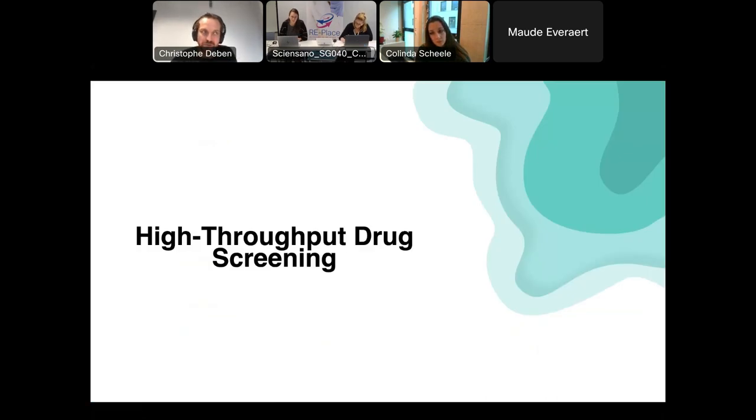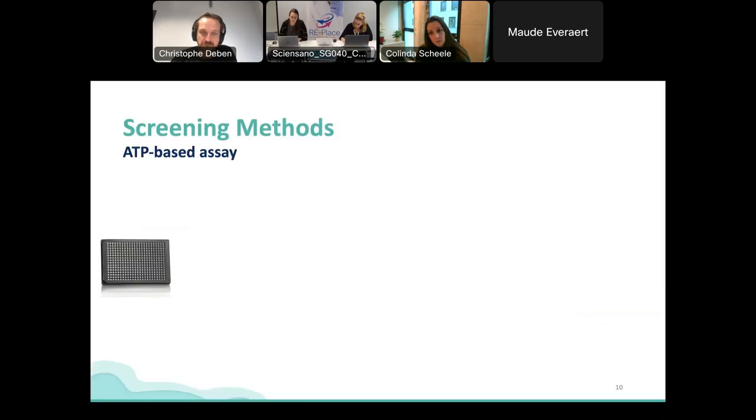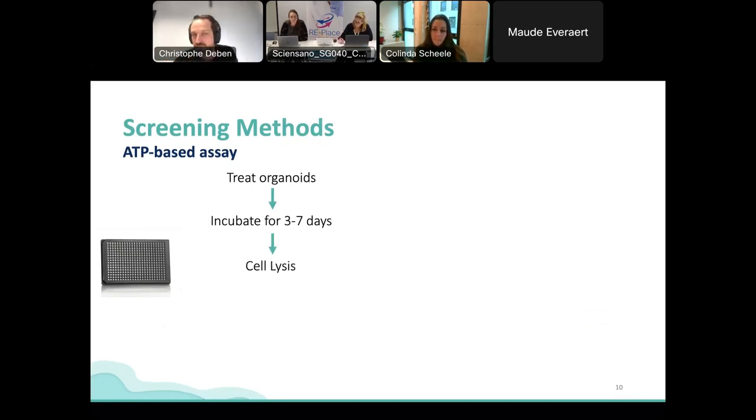So the focus here was really high throughput screening. So we work in 384 well plates, and when you look conventionally into the papers or in literature, then you can see that ATP assays are used. And for the people that don't know CellTiter-Glo or ATP-based assays, conventionally you treat the organoids, incubate the compounds 3 to 7 days, then you add a buffer to lyse the cells, you measure ATP, and you quantify relative viability based on the amount of ATP compared to an untreated control.